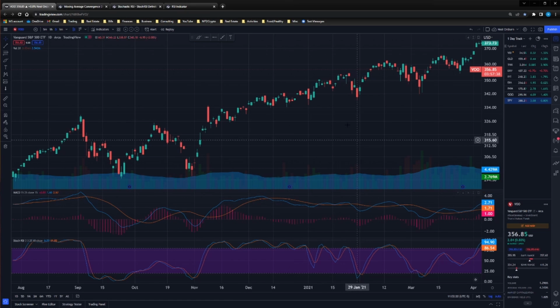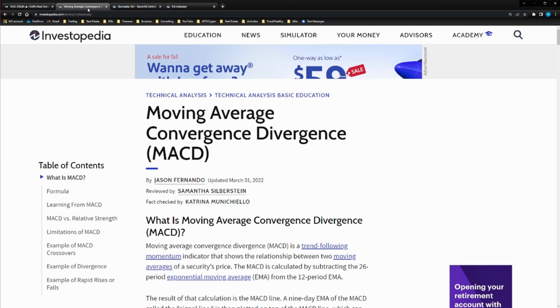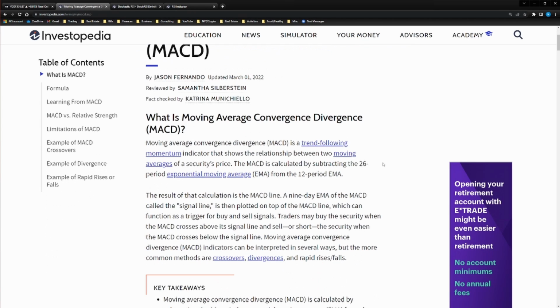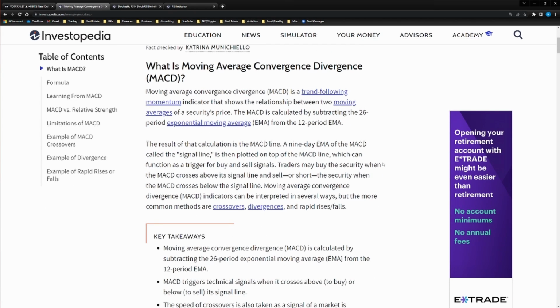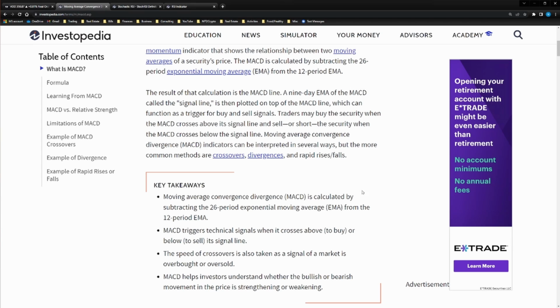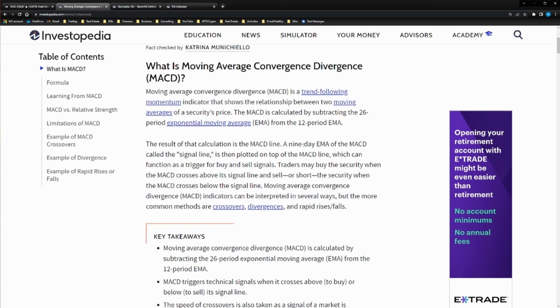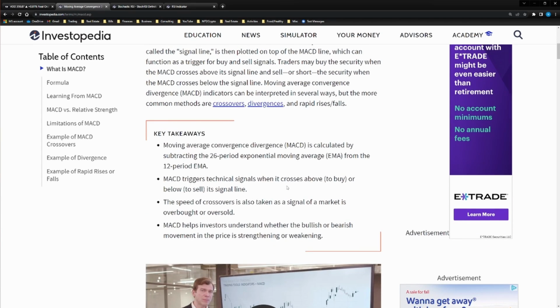So before we go through and understand how these work on a practical basis, let's go over to Investopedia and quickly go through some of the definitions, just a high level understanding of what these terms and indicators are. So the MACD is the moving average convergence divergence. Super weird name, I get it, but don't worry about all that, and don't really worry about all this reading for right now. If you want to come back and read that, that's fine.